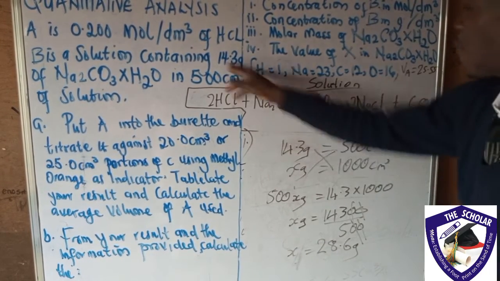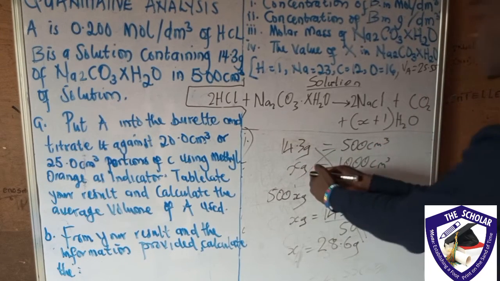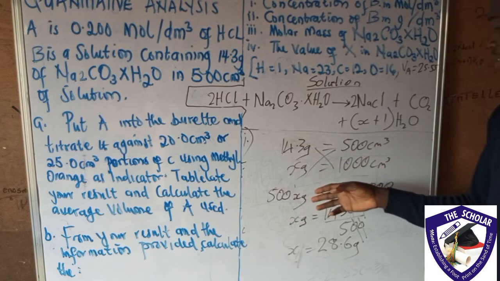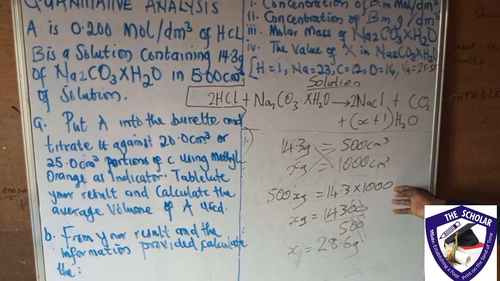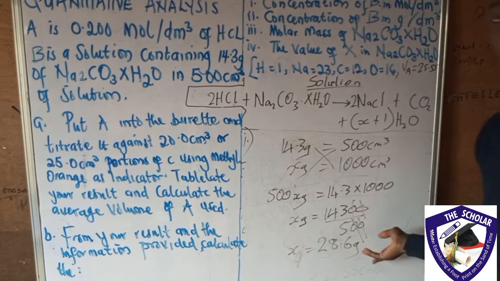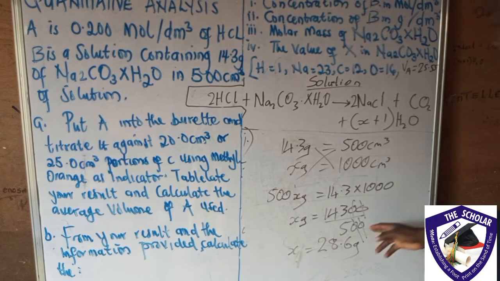Let me recap again. I said 14.3 gram is in 500 centimeter cube. How many gram will be in 1000 centimeter cube? Then you cross multiply. We have 500x equals 14.3 times 1000. 14.3 times 1000, you get 14,300. Then you divide both sides by the coefficient of x, which is 500. Then our x is 28.6 grams. Are you with me?